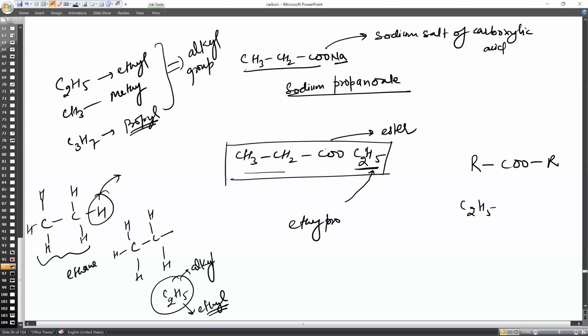Propanoate. Prop. Why prop? Because there are three carbons, prop. Then carbon carbon single bond, ane, and then OH. OH is the functional group. You understood this one, everybody? Yes, sir. Yes.